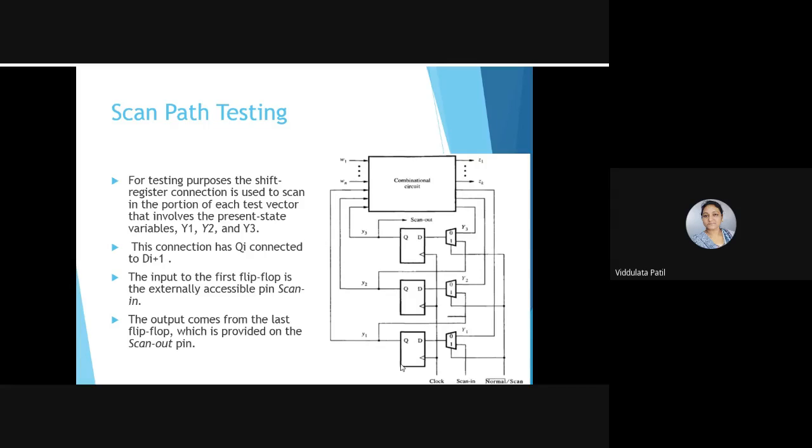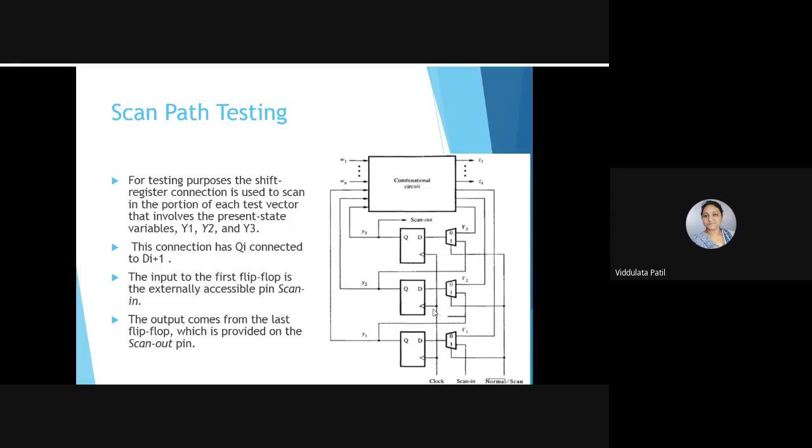In this figure you can see that whenever we want these flip-flops to be tested, we apply a certain pattern to these flip-flops. That time we make the control signal active, and then through the scanning input we give a certain test pattern as an input to this circuitry.